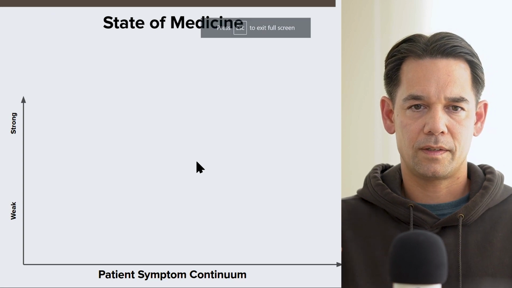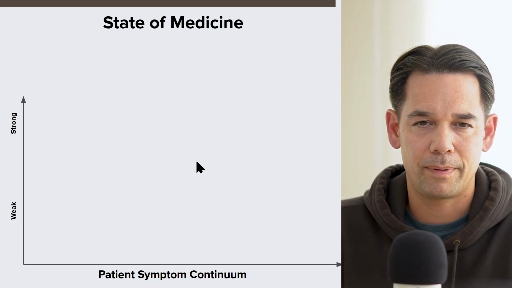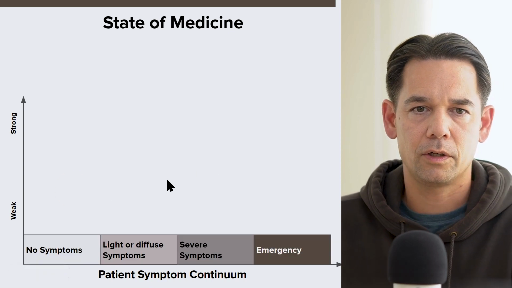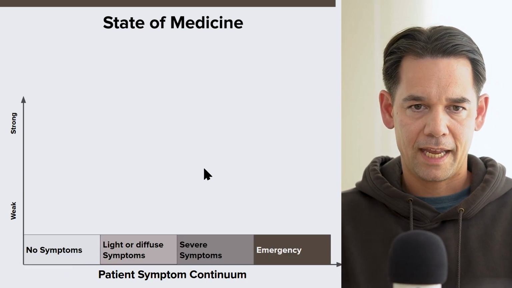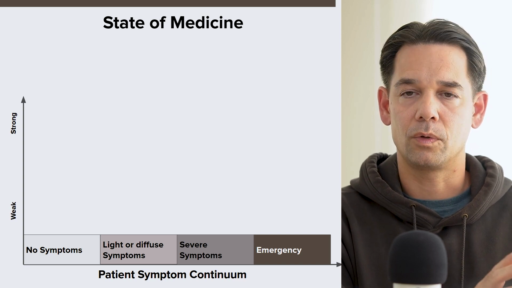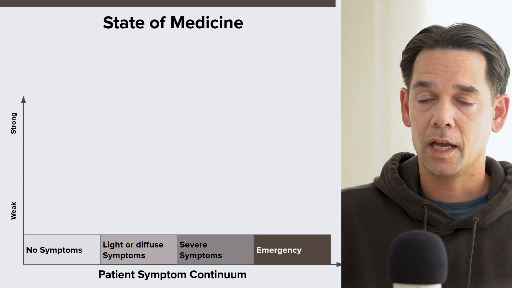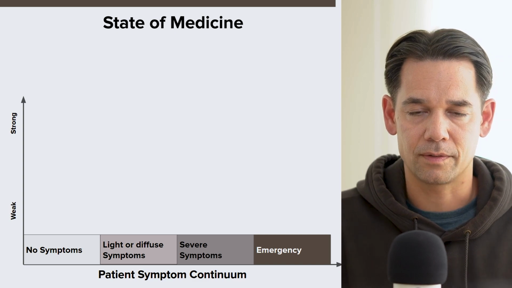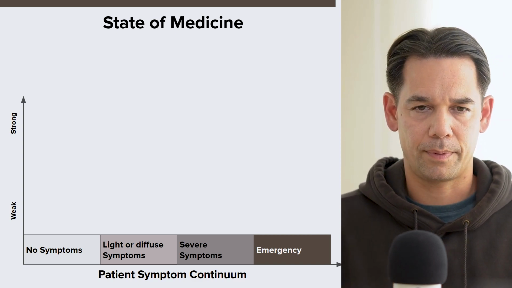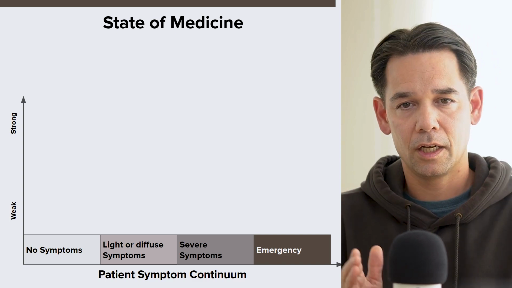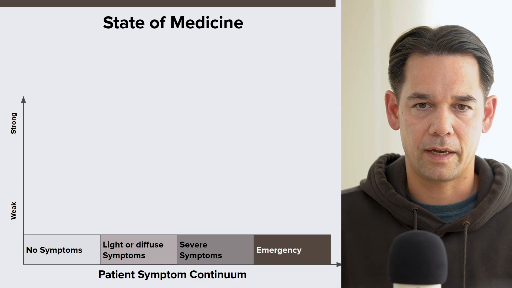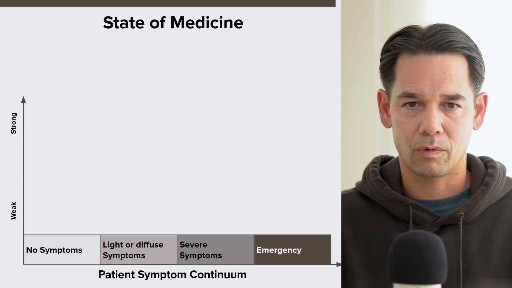I always use this very simple model to explain the general, bigger economic problem in healthcare. And that economic problem is that when you look at the patient symptom continuum, basically on the left, you have no symptoms, so you're happy, you're healthy, nothing's happening. And on the very right, you have emergencies, right? So you have a broken arm, or you can't breathe, or some bad stuff is happening. And in between you have severe symptoms closer to the emergencies, and then you have light or diffuse symptoms. That is how your life looks like as a patient. You always fall on one of these.